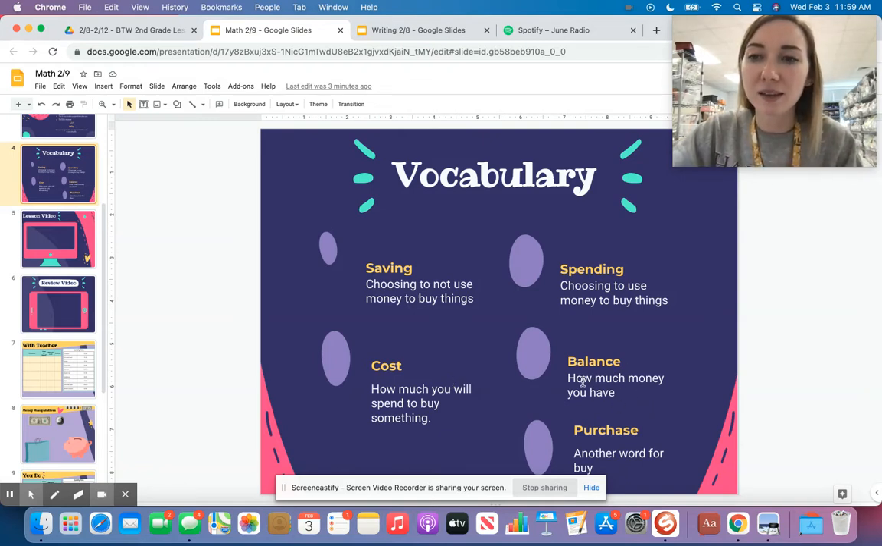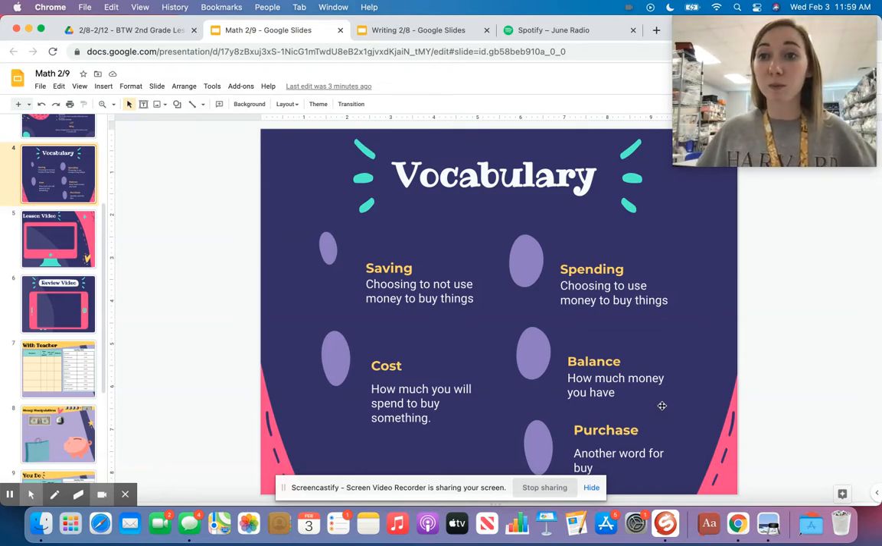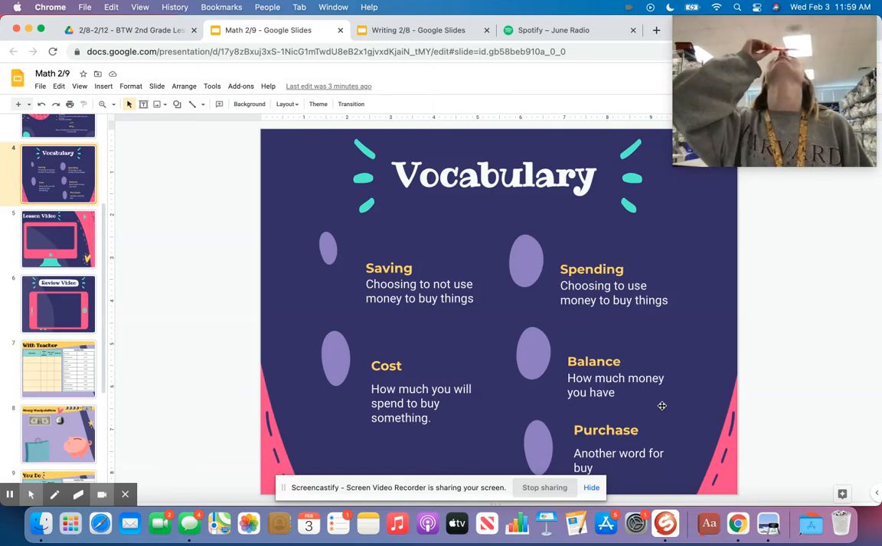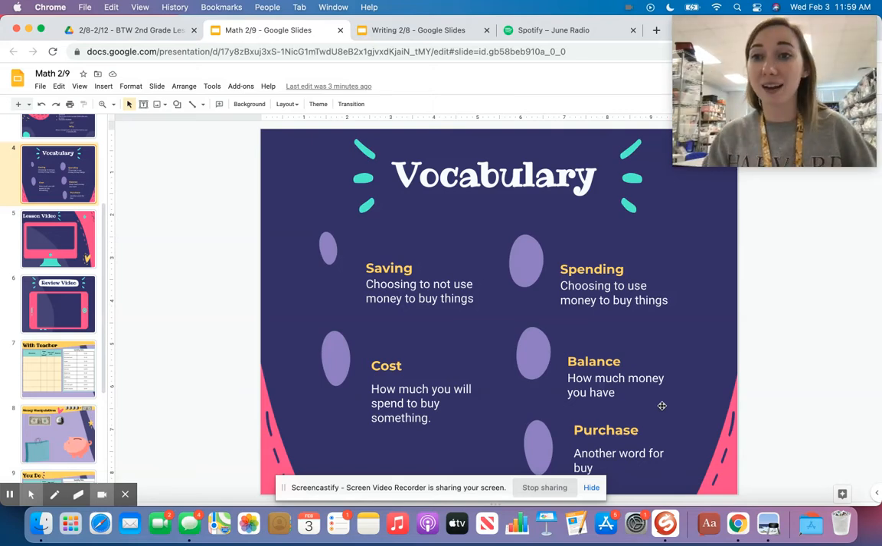Then balance. Everyone say balance. Balance is a word that has multiple meanings. Sometimes it means like balance, like I might balance this pen on my nose. I can't. I don't have balance like that. But that's one way to use the word balance. Balance in another way when we're talking about money is just how much money you have in your bank account or in your piggy bank or in your pocket. How much money you have.